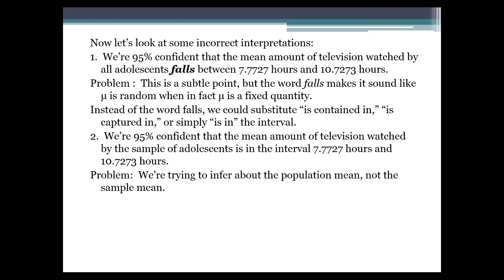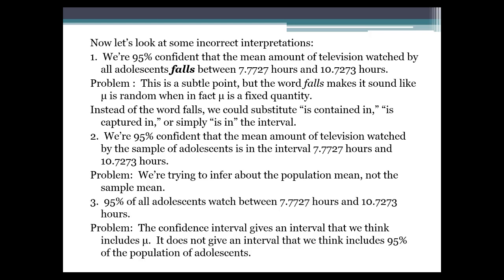The next one is a really big deal, though. We're 95% confident that the mean amount of television watched by this sample of adolescents. It's very, very incorrect to say this is the sample of adolescents, because we're trying to infer about the population mean, not the sample mean. We know what the sample mean is, and the way we construct our confidence interval, it's right smack dab in the middle of the confidence interval. So it's always, we are 95% confident, or whatever percent, that the population mean is in the interval.